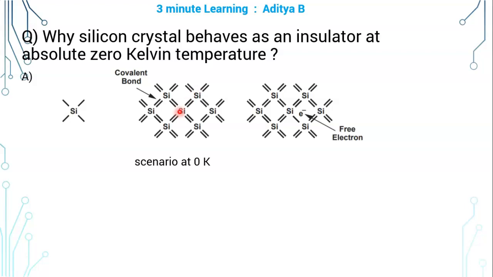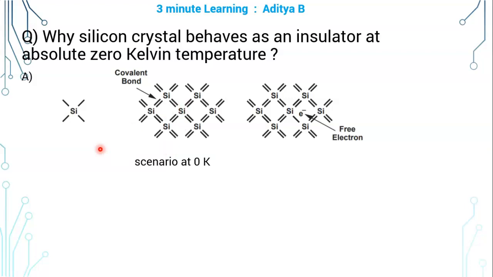That is, each silicon atom shares its 4 valence electrons with 4 more silicon atoms, so that all the silicon atoms attain octet configuration, because 4 valence electrons are shared by another 4 silicon atoms. This is the scenario at 0 Kelvin. At absolute 0 Kelvin temperature, there are no free electrons in the entire lattice.